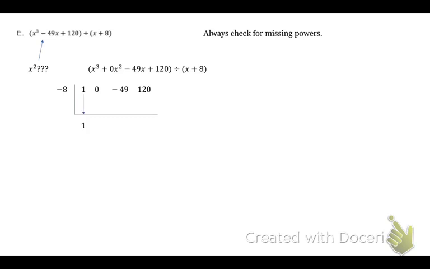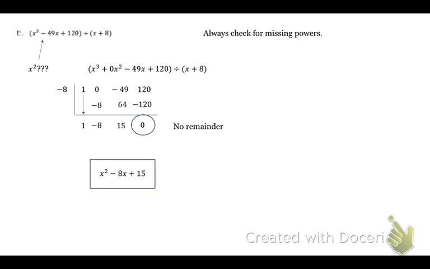Then you bring down that 1. 1 times -8 is -8. Add those, you get -8. -8 times -8 is 64. Add those, you get 15. 15 times -8 is -120. Add those, you get 0. So again, there's no remainder. It started as a cubed, so this is going to be squared. X squared minus 8x plus 15. Okay, we're going to skip F. It's kind of the same thing.